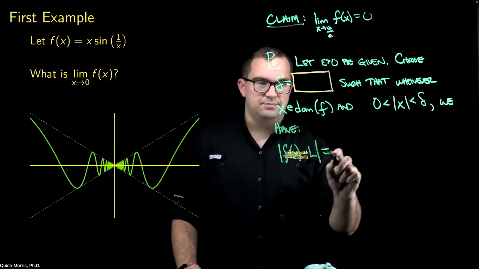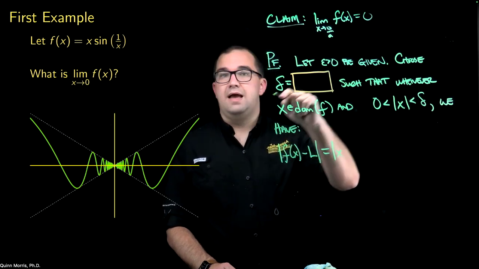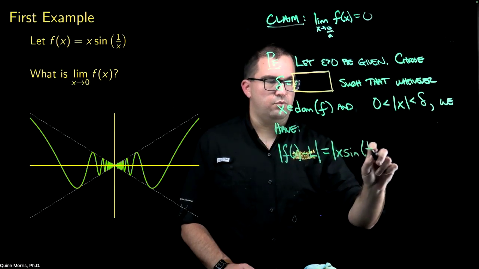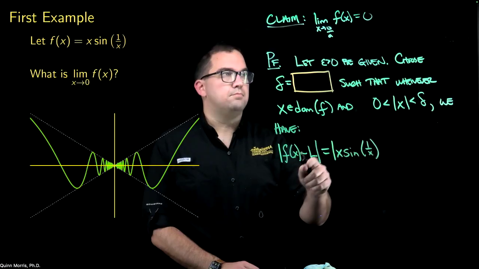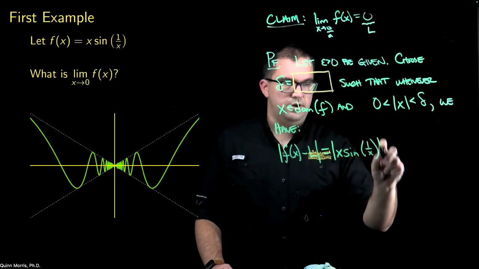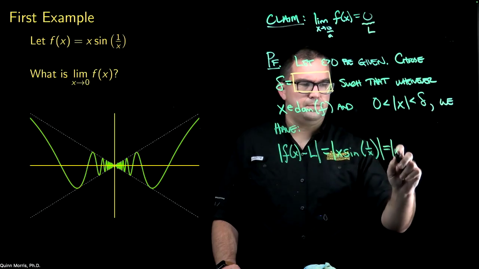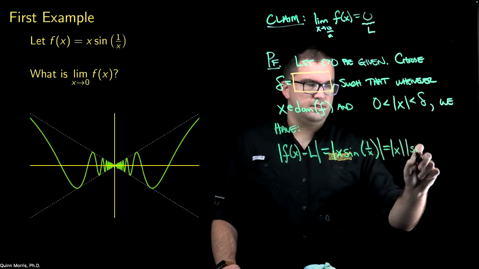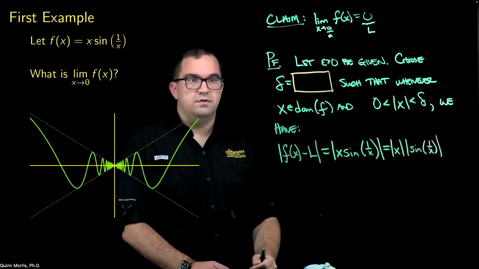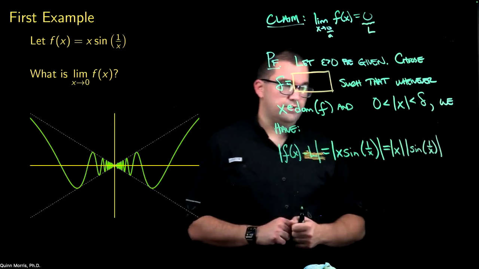So I first ask, what is absolute value of f of x minus L? For any x in my domain, f of x is just this function. This is x sine of 1 over x minus my proposed limit. Well, my proposed limit is 0, so minus 0. I can just break this absolute value up here, because this is a product, and the absolute value of a product is equal to the product of the absolute values. So you can just write that.